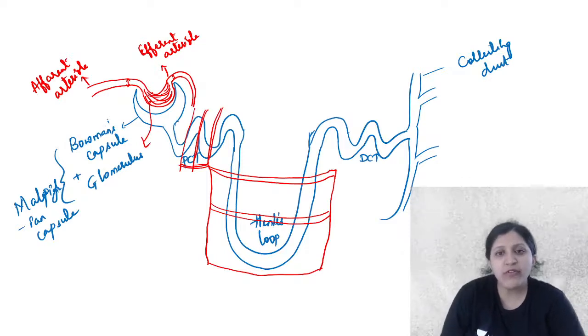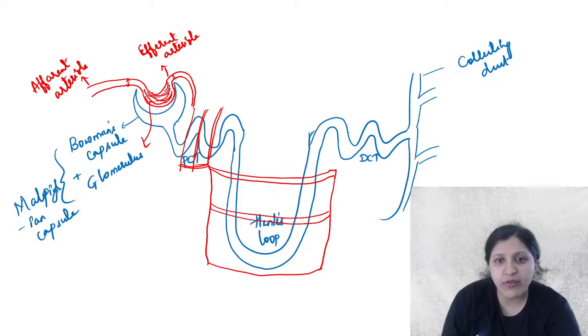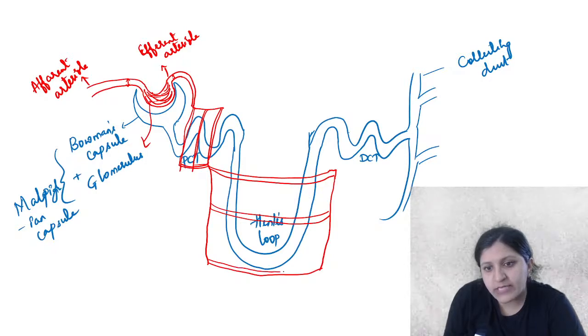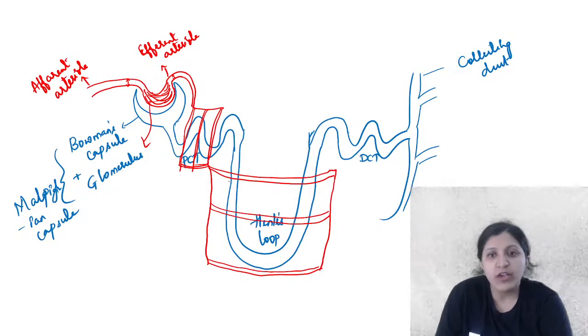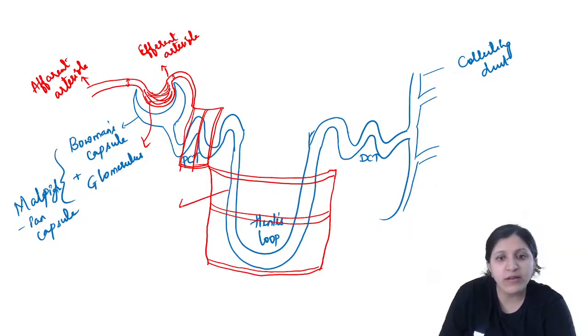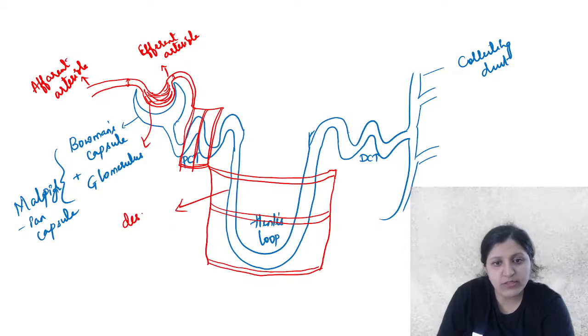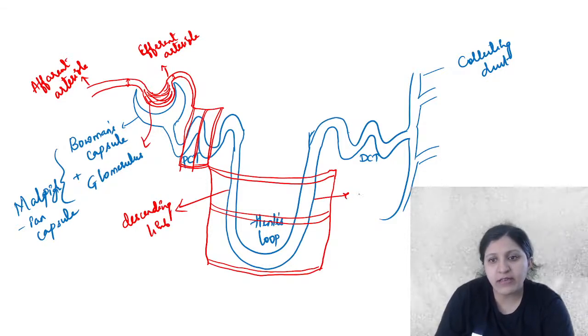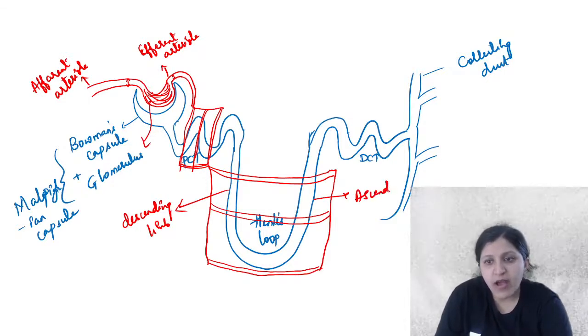Now, these are the capillaries that are formed, so we need to join them all. So we are joining them, and here is the capillary formation, and here also you'll find this capillary which is surrounding this. This one is actually the descending limb. So this is the descending limb of Henle's loop, and this one is the ascending limb. So this is actually the ascending limb of Henle's loop.